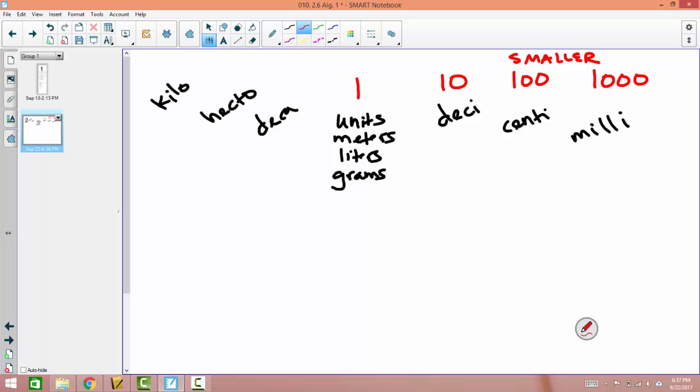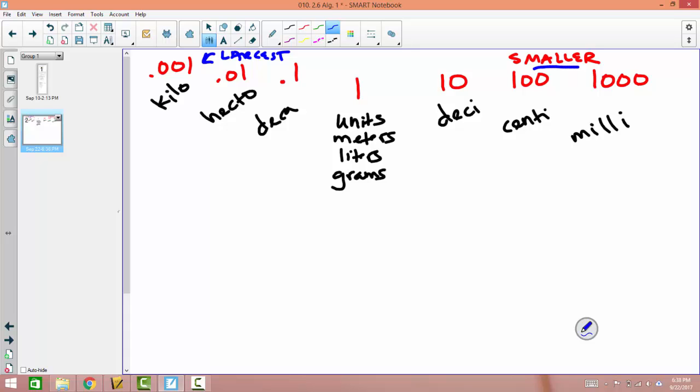And then for decameters or liters or grams, there is 0.1 decameter in 1 meter. There's 0.01 hectometers in 1 meter. And there's 0.001 kilometers. So you need to sort of realize that this is the largest side, and this is the smallest side.